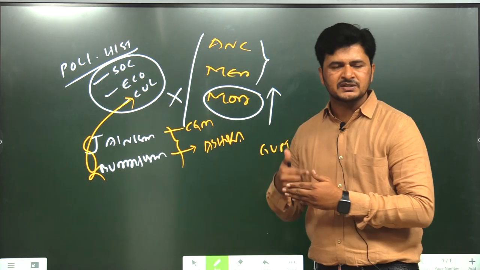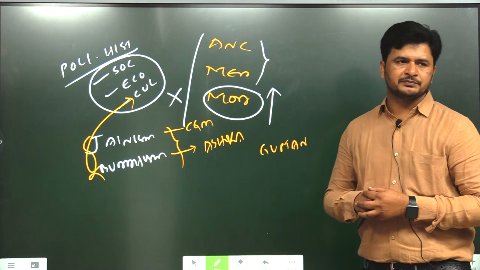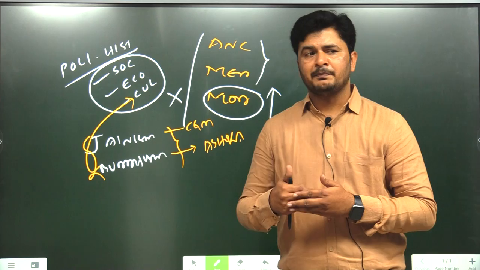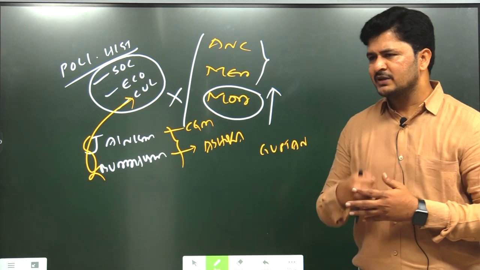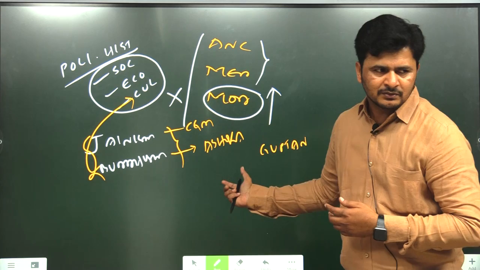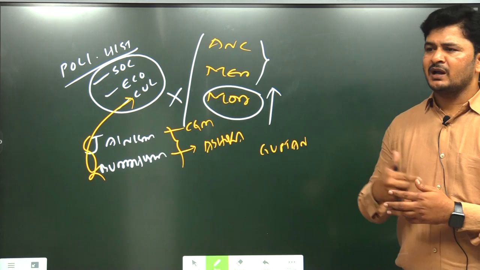Apply the same towards Gupta rulers. Gupta rulers also professed Hinduism, patronized Hinduism, and propagated Hinduism. What does it mean by patronized? Very simple: Hindu scholars were patronized by Gupta rulers. We have Kalidasa, Varahamihira, Aryabhata, different scholars.